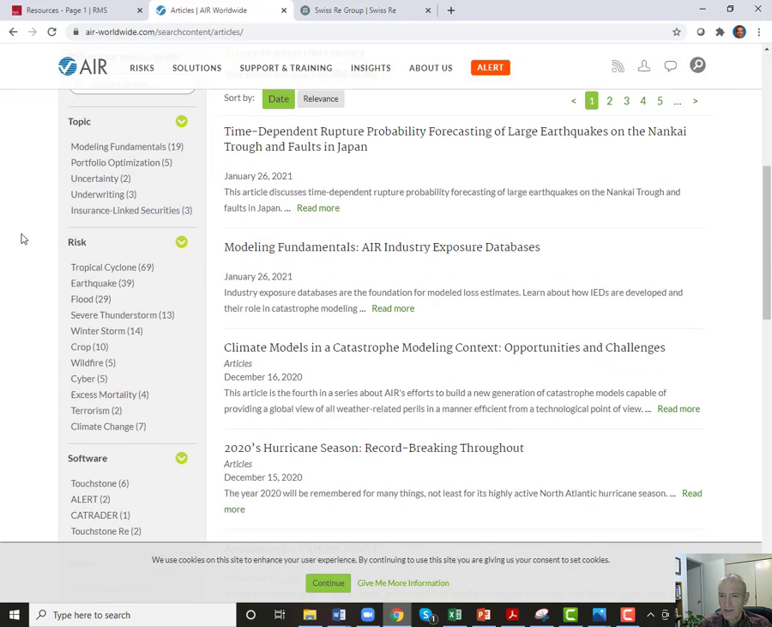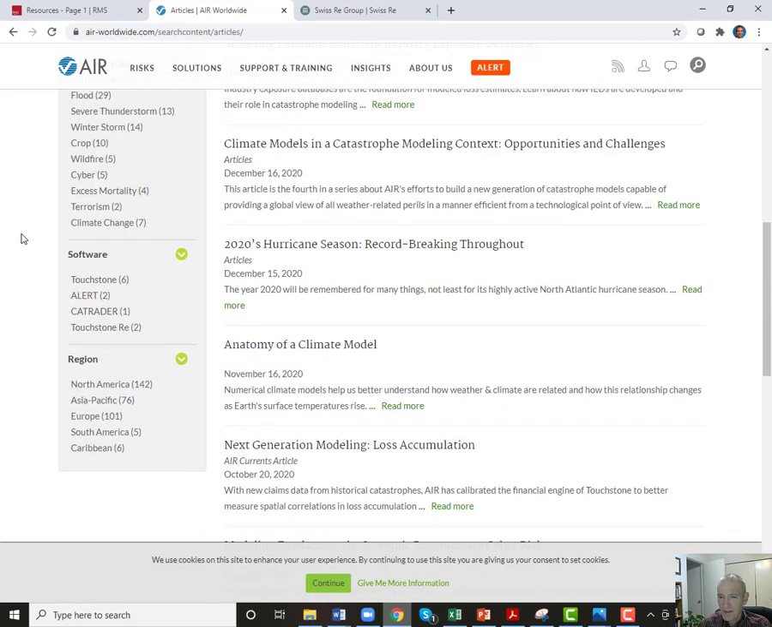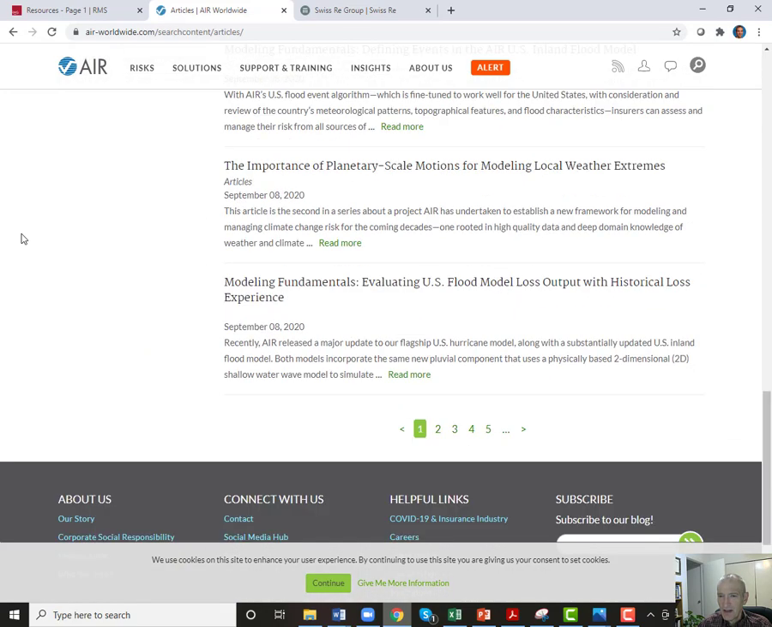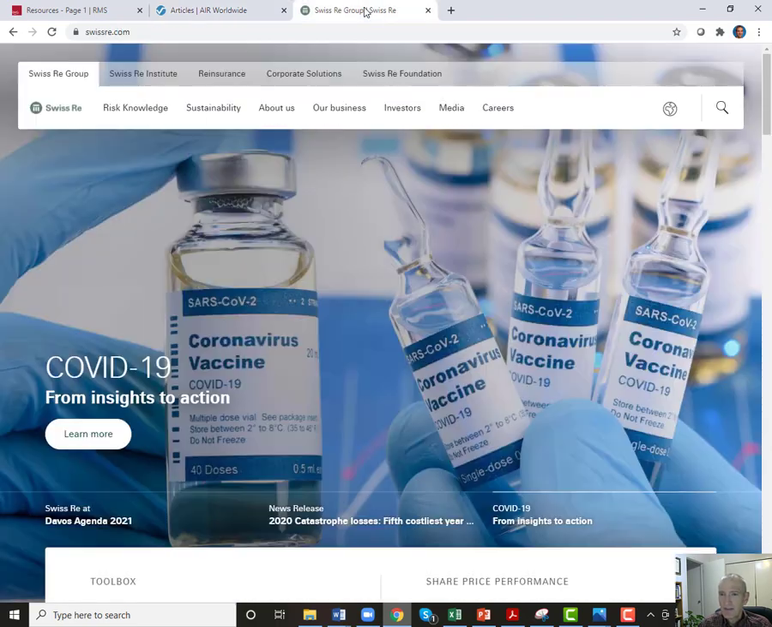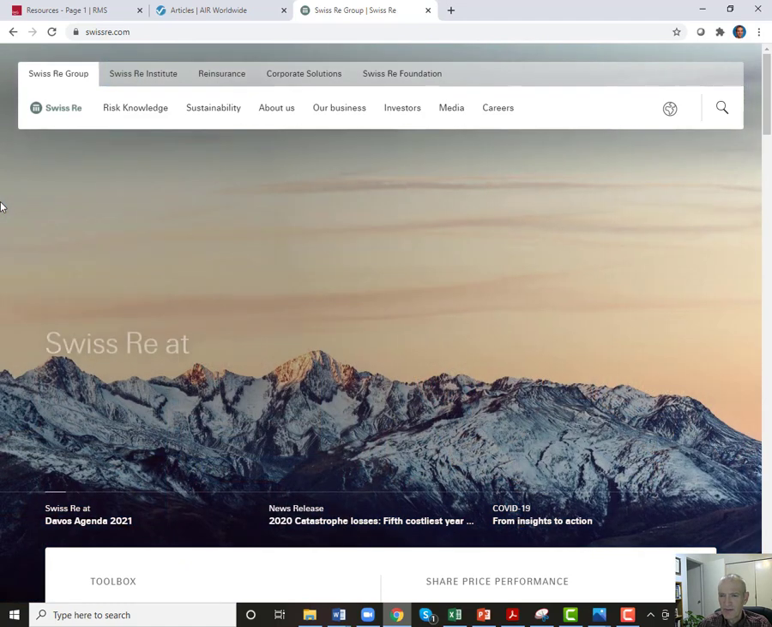What are their big items? You can see a lot on hurricane risk and modeling, and obviously this is the firm that does modeling, but you could certainly get some insights on that. And then Swiss Re, we're going to talk about reinsurance. Swiss Re is one of the big reinsurers in the world, and a really impressive firm.